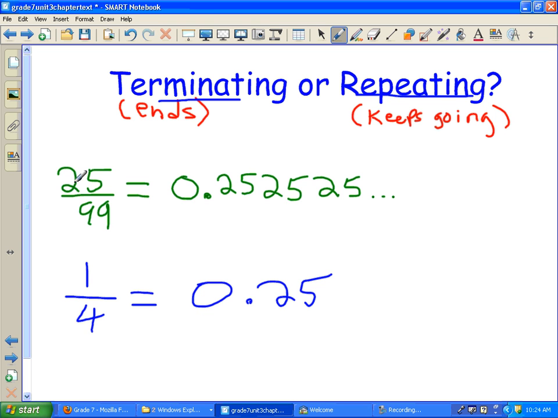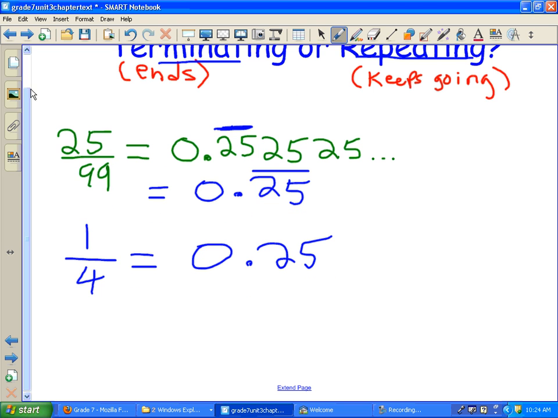But there are some other decimals that if you went 25 divided by 99, you're going to keep getting 0.25252525, and it keeps going and going and going. So you would write that 0.25, and it seems like this is the core that's repeating, the 25. So I would write that with a bar across the top, which means this keeps repeating over and over. So this is a repeating decimal. It does not end.